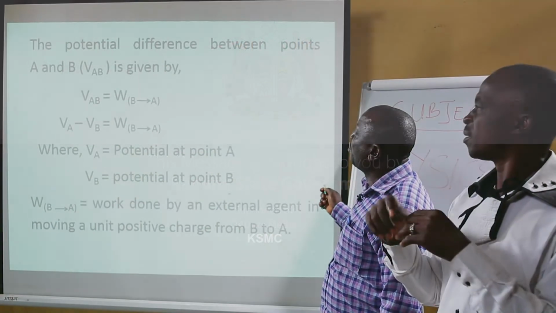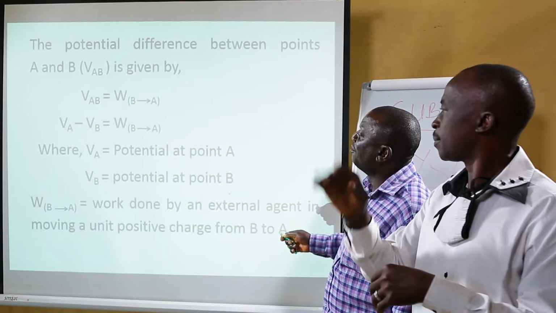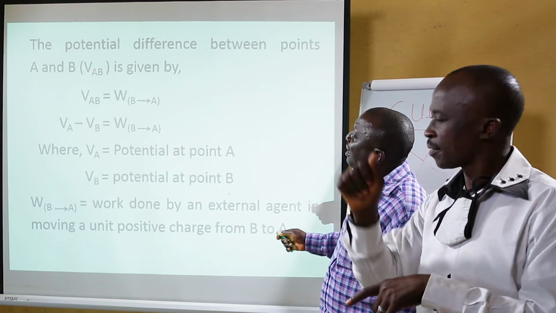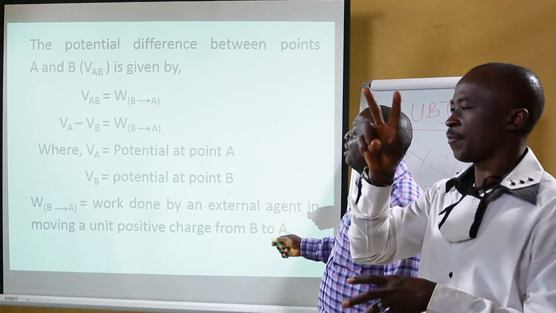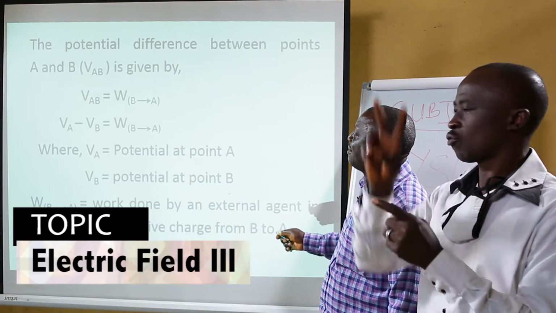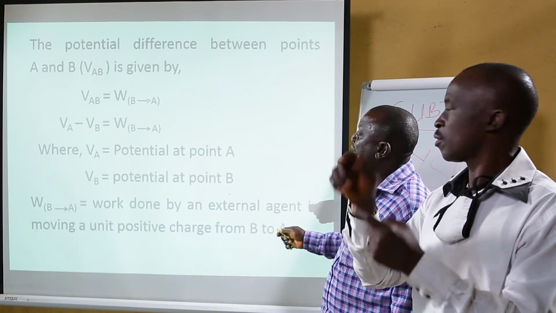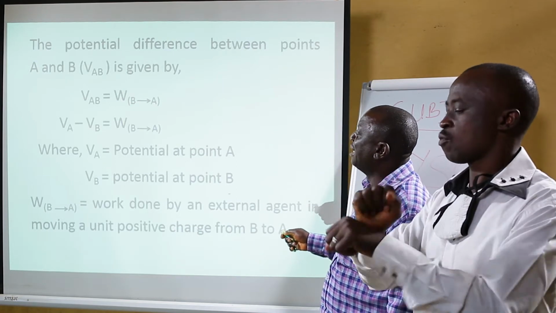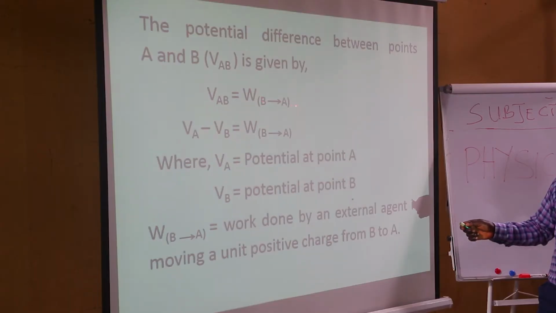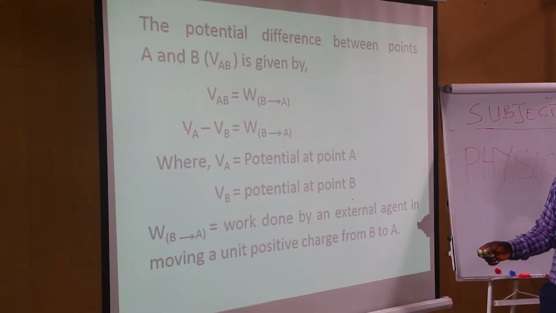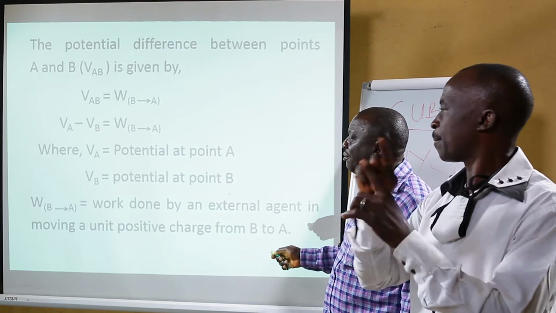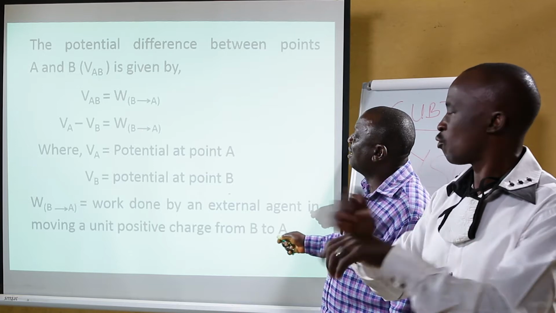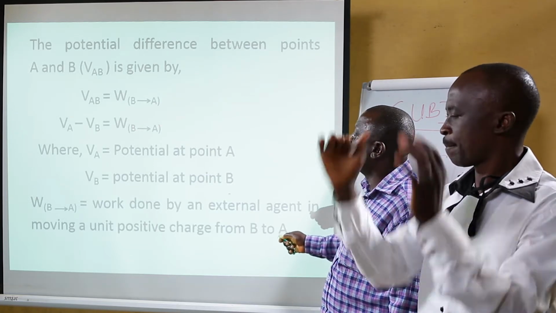So the potential difference between points A and B, given as V subscript capital AB in bracket, is given by the equation VAB equals W in bracket B to A. This arrow shows that work is being done in moving the charge from point B to point A. So VAB is the same as VA minus VB. That is the potential at point A minus the potential at point B, which equals the work done, capital W in bracket B to A.